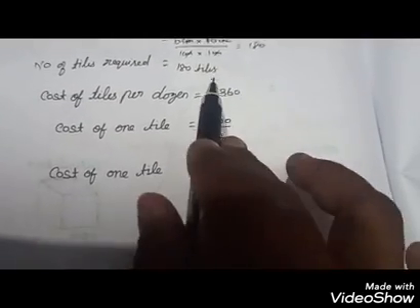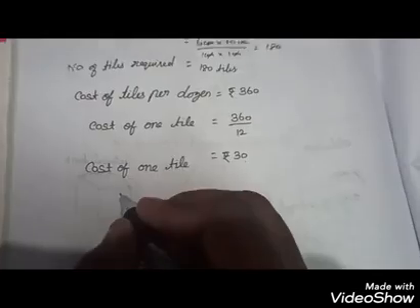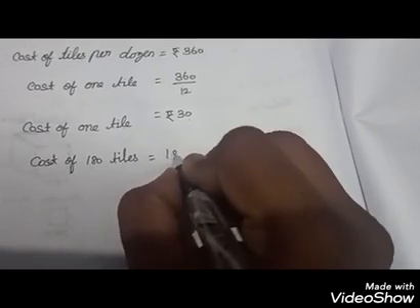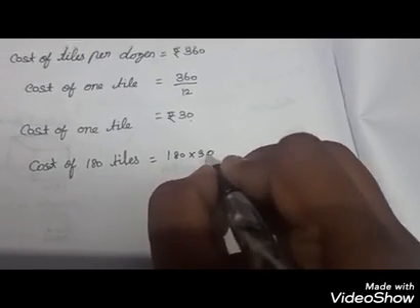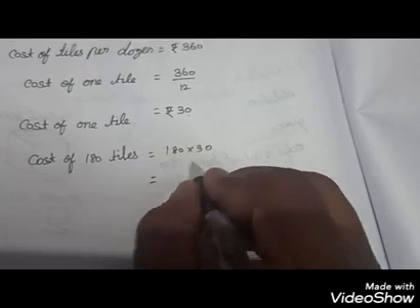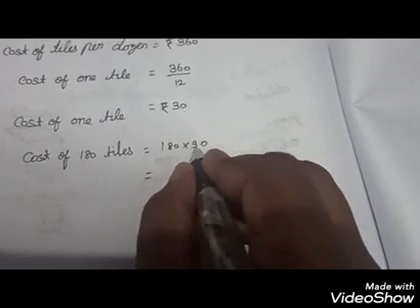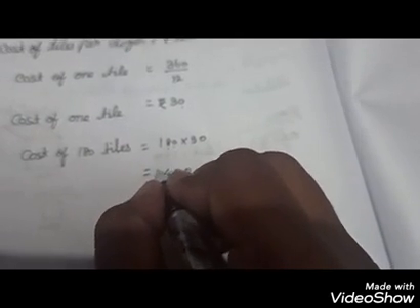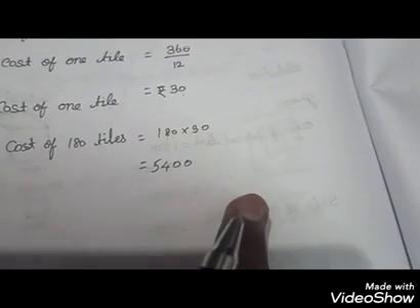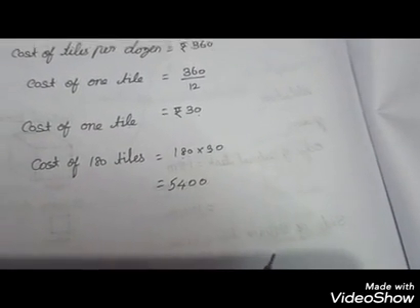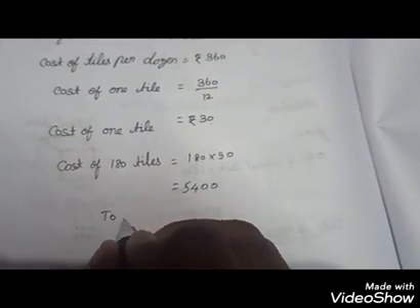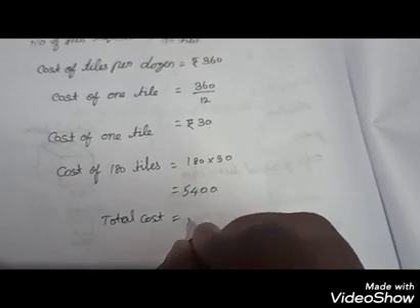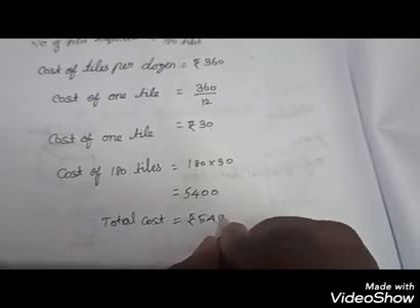So we need to find the cost of 180 tiles. The cost of 180 tiles can be written as 180 into rupees 30. Taking the zeros, 3 into 8 is 24, 4 remaining 2, 3 1s are 3 plus 2 is 5. So how much does he need to spend? 5,400. So the total cost is equal to rupees 5,400.